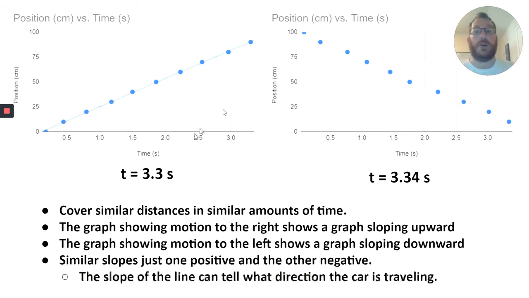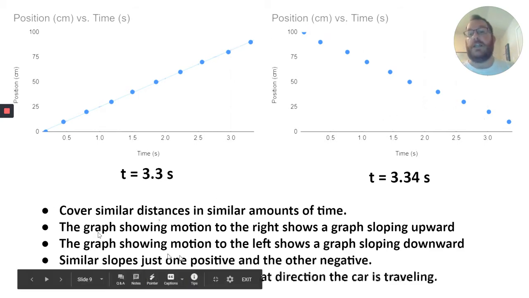This person's particular data had a time of about 3.3 seconds to go 90 centimeters, because I didn't give you enough room to show all the way to 100, and then about 3.34 seconds to go from 100 back down to 10, again about 90 centimeters. So similar amounts of time for forward and backward. We have a difference in the way the graph is sloping. If it's going to the right, then it's going upwards on those numbers from the meter stick. If it's going to the left, it's going downward.